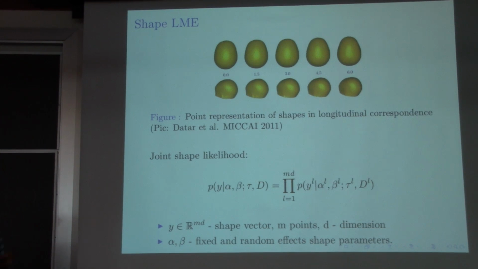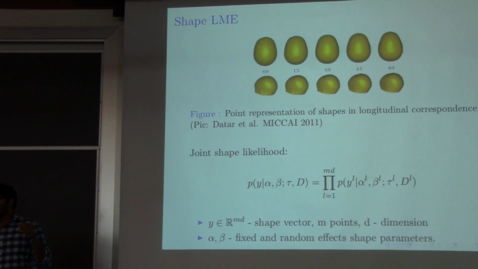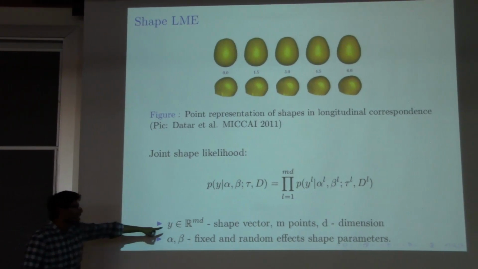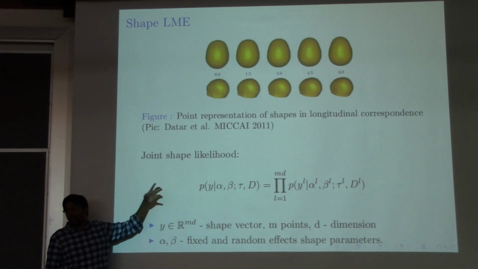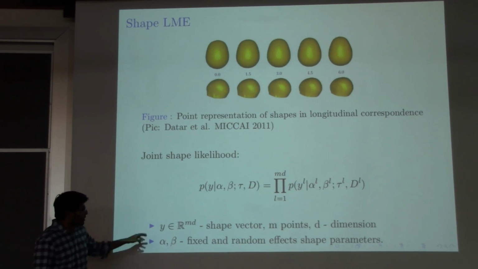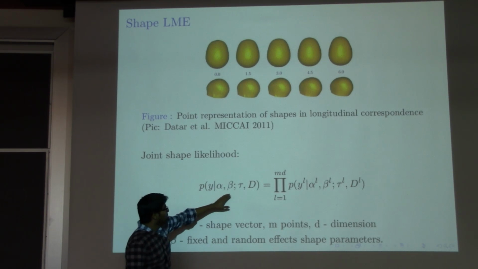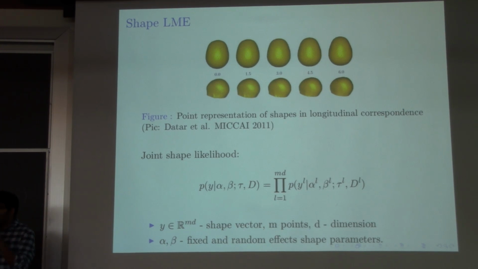So there are a bunch of points. That's the representation of my shape, and the way I represent it is as a long vector in Euclidean space, so it's in R^(M·D), where D is my dimension, so 3, and M is the number of points which represent my shape. That's a shape vector, and then the likelihood. The way to think of this is that each particle has its own univariate model. Is that clear? Each particle has its univariate model. So the whole shape has a joint.